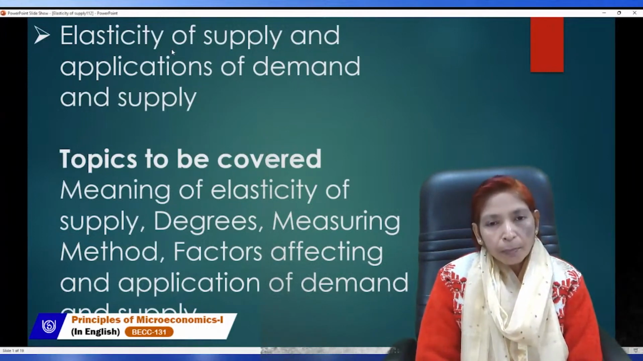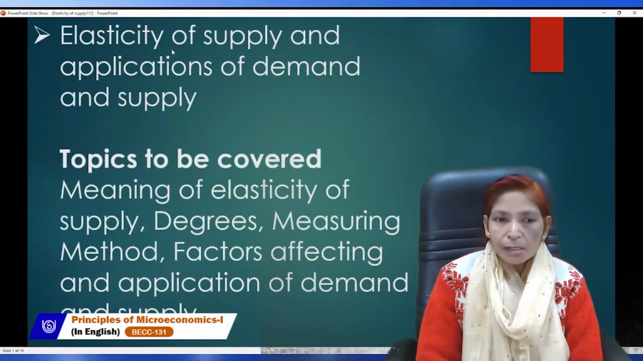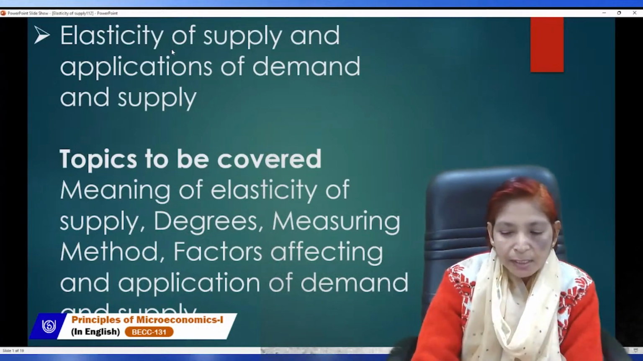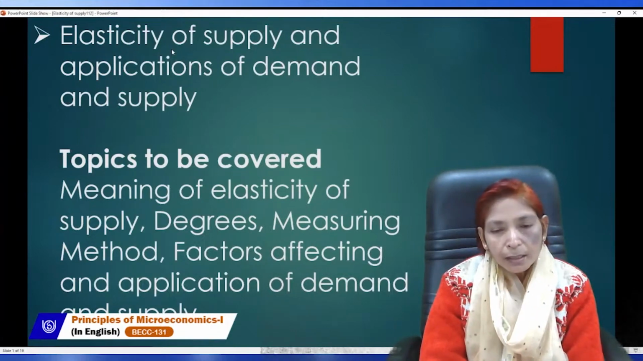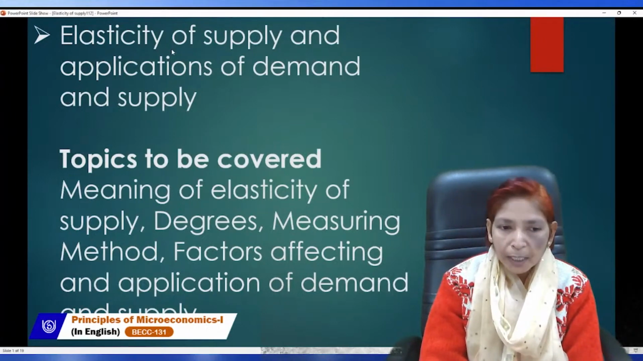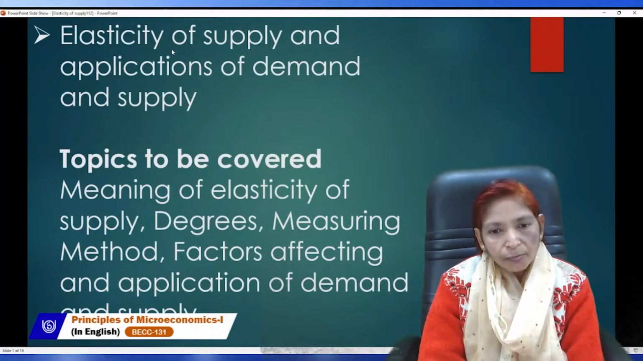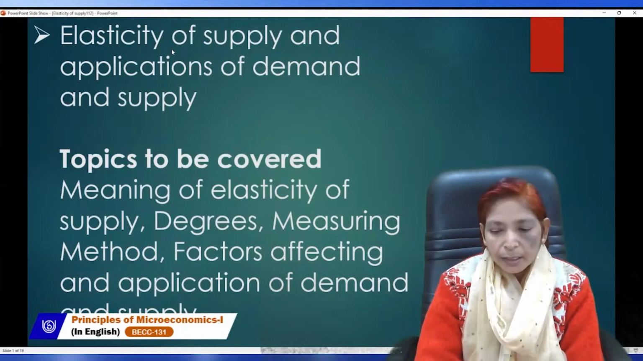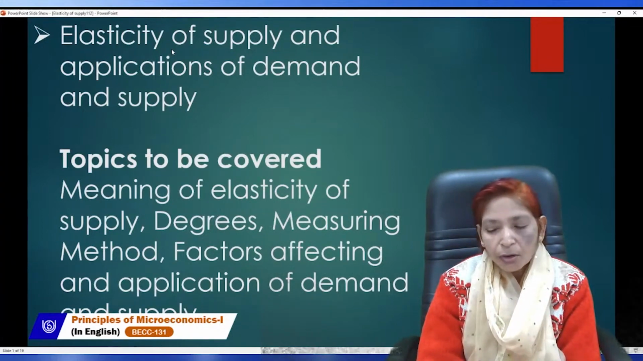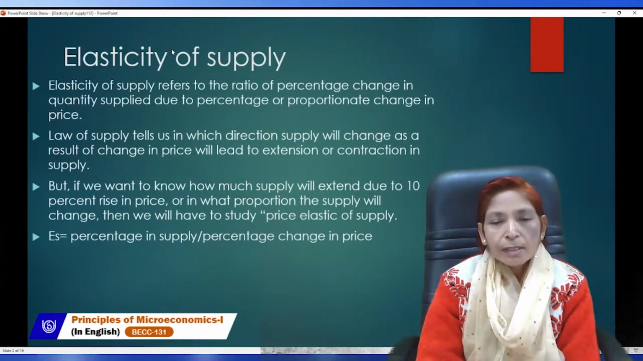Under this, the topics to be covered: first is the meaning of elasticity of supply. Next, we will discuss degrees of elasticity of supply. Third is measuring methods of elasticity of supply. Next, we will do factors affecting, and the next topic is applications of demand and supply. In today's session, we will cover all these topics. Now, let us start from elasticity of supply.